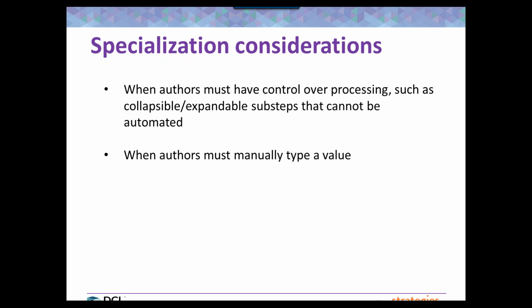And the real issue here is, when do authors have to have control over processing? So the example I put in here was collapsible, expandable substeps. A lot of teams say, oh, we have substeps. When it goes out to a mobile device, we expect them to be collapsible or expandable. Or other folks are like, no, we have to manually type that value. Well, then if you have that, you need to make it really easy for them to do.